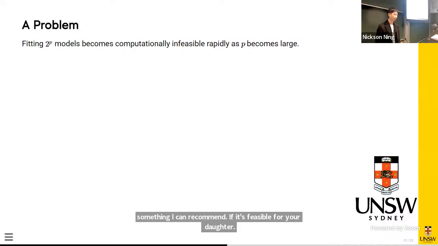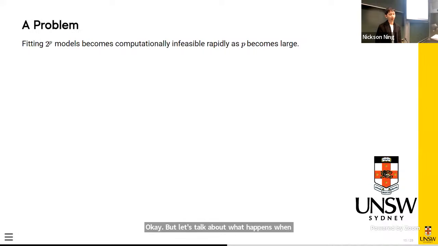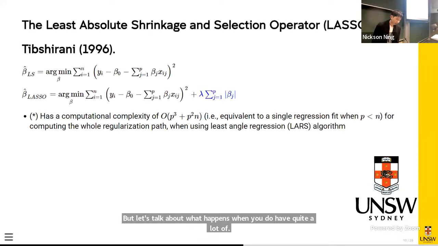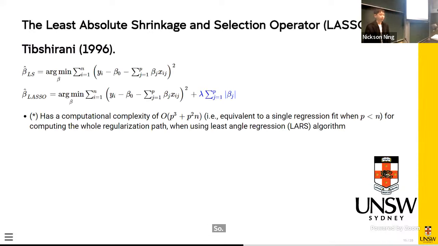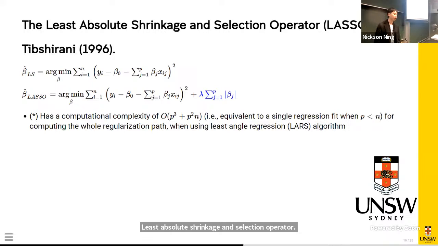Okay, but let's talk about what happens when you do have quite a lot of covariates. I want to talk about this technique called the lasso, the least absolute shrinkage and selection operator. This was a paper written by a guy called Tibshirani in the year I was born. It's a very famous paper, about 60,000 citations. I have some math here, but it's not really important that you understand it.